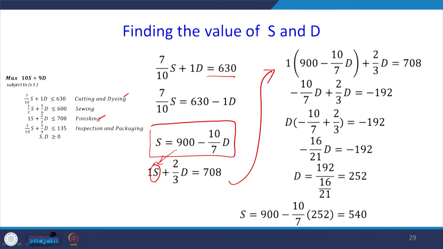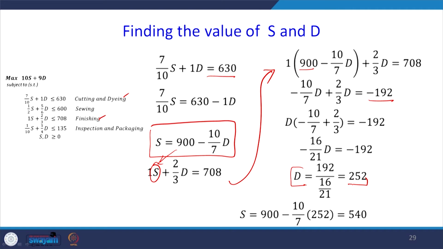So, 900 minus 10 upon 7d plus 2 upon 3d equal to 708. What you can do is bring the 900 to the right hand side, and it will become minus 192. So, the remaining is minus 10 upon 7d plus 2 upon 3d. Here d is common, so you take it on the left hand side, and the remaining is minus 10 upon 7 plus 2 upon 3. When you simplify this, you will get minus 16 upon 21 d equal to minus 192. So, the d value at the end you are getting is 252.